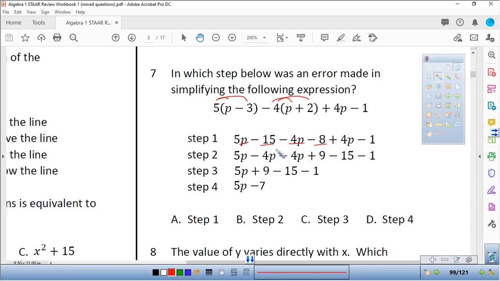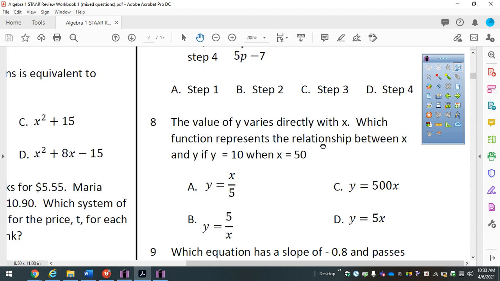Bring everything down. Now, in this situation, you want to start collecting like terms. You see, this one goes with this one and this one. So 5p, negative 4p. You see, this is the part that he missed. Right there is wrong. Where do you find the mistake? In step 2. So step 2 is the mistake.